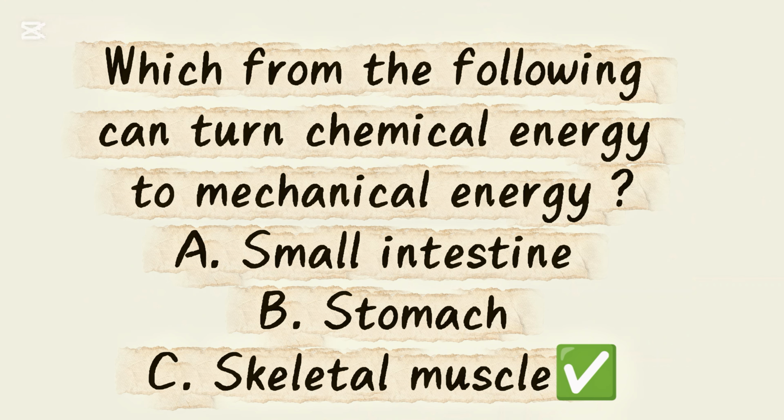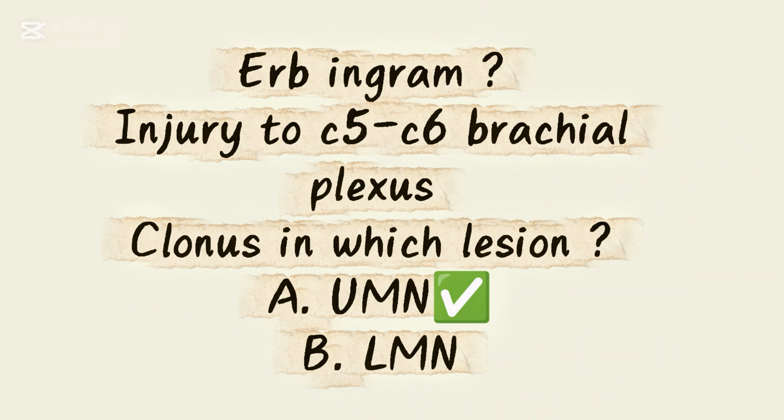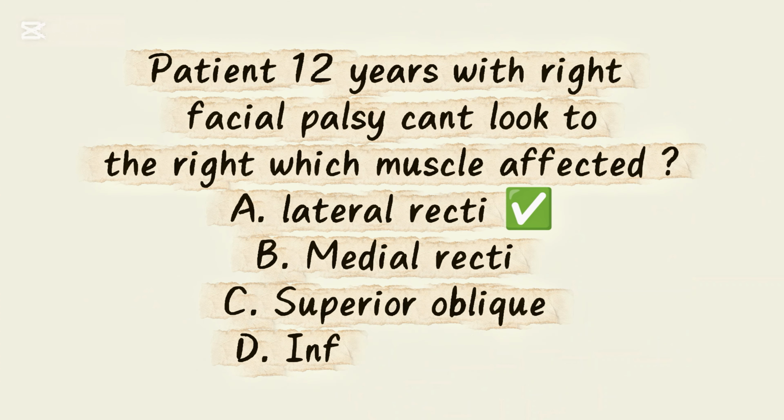A patient has facial palsy and can't close the eye. What muscle is affected? Orbicularis oculi. Injury to C5-C6 brachial plexus. Clonus occurs in which lesion? A. UMN. B. LMN.